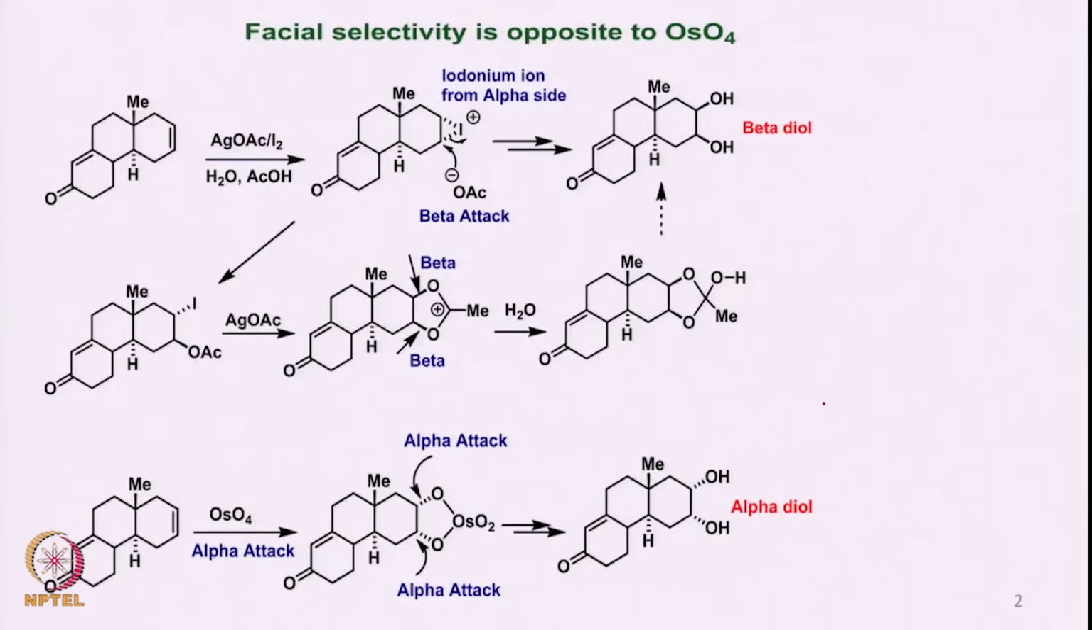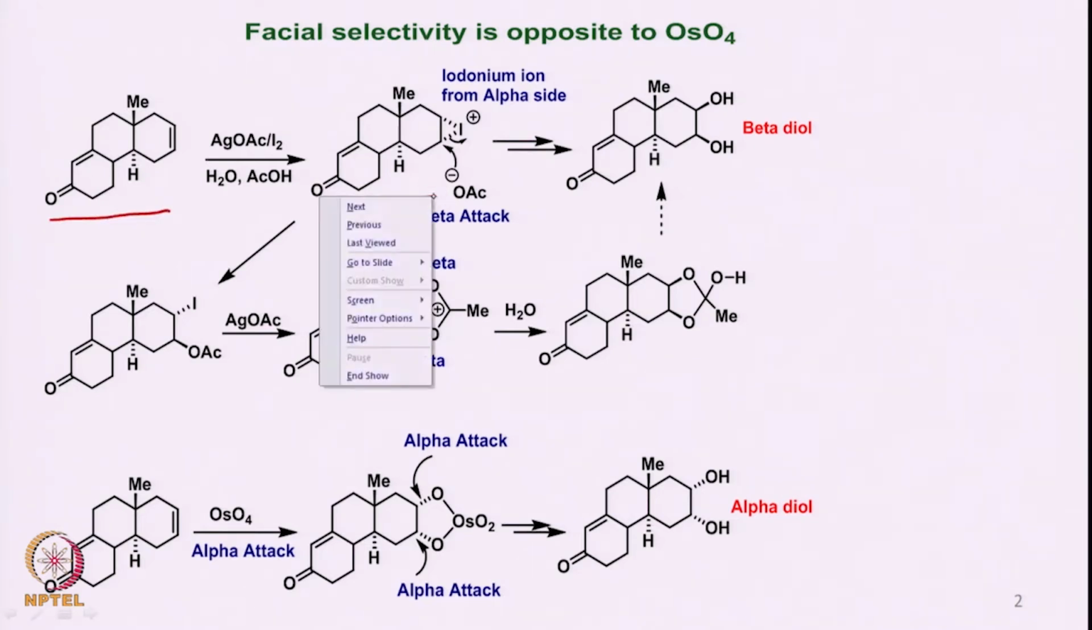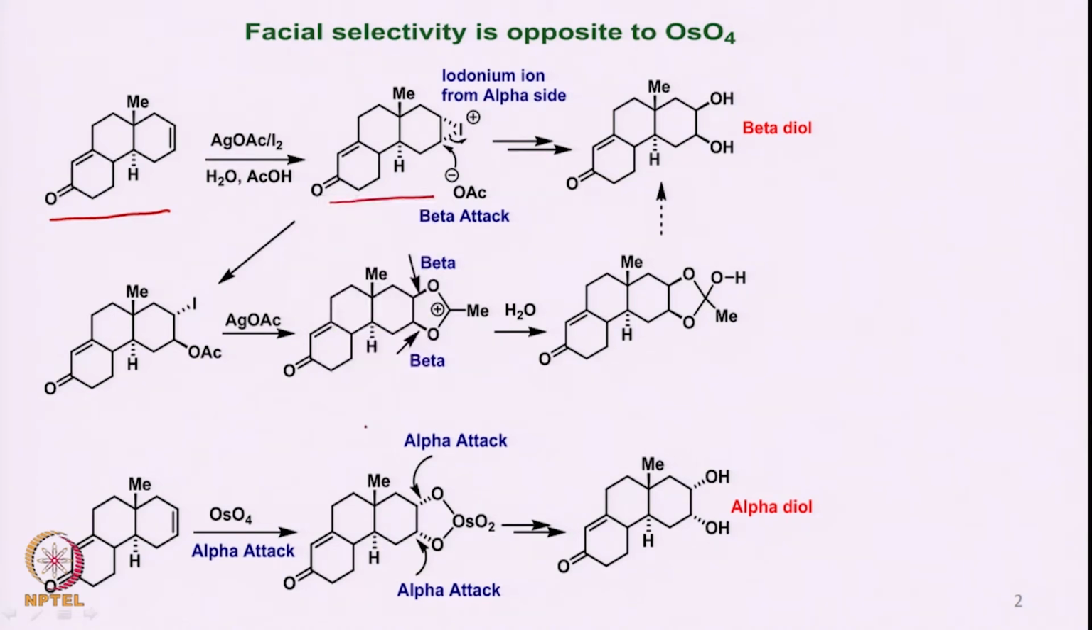For example, when we took a case something like this here, the iodonium ion that is formed like this was from the alpha side, and this iodonium ion then gets attacked by the acetate ion from the beta side, forming an intermediate of this type. This is something that I had not elaborated last time. So, I want to show you how the cis diol is obtained, which is from the beta side.